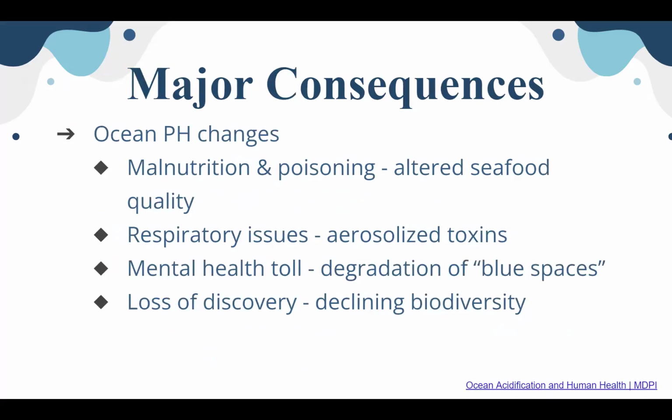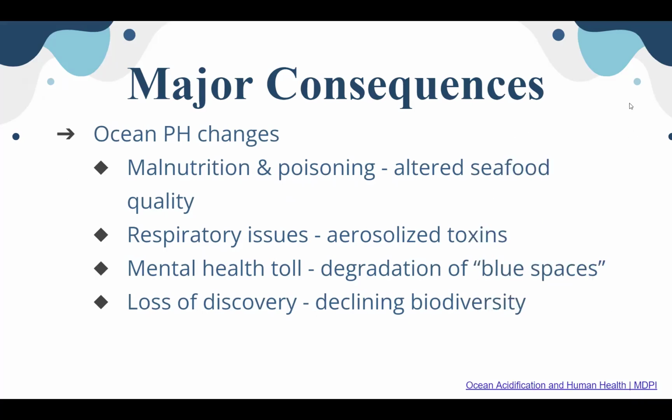When we look at the major consequences, it's a ripple effect. Physically, we face malnutrition and potential poisoning as seafood quality alters. As the water chemistry changes, it can lead to malnutrition in populations that rely on fish as their primary protein, or even poisoning if the environment triggers more toxic algal blooms. Respiratory issues can even arise from the aerosolized toxins produced by these algal blooms that thrive in these conditions. The degradation of our coastal environments impacts human well-being and leads to a loss of discovery as biodiversity declines.